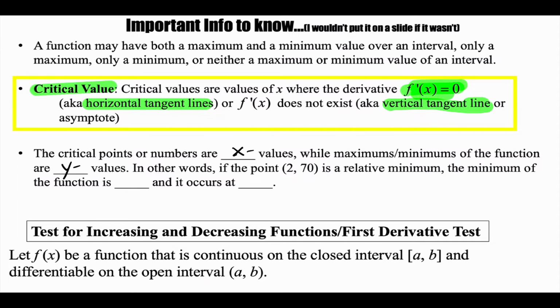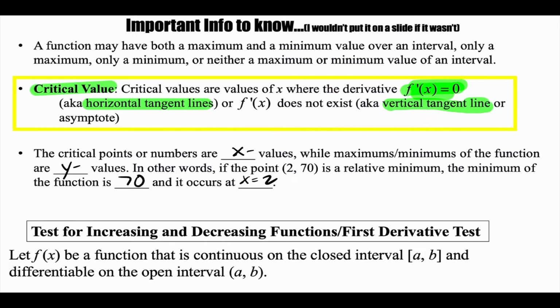In other words, if the point 2, 70 is considered a relative minimum, the minimum of the function would be 70, and it occurs where x equals 2. Okay, that's how we would write it. So if you have a point and you know it's a minimum, 2, 70, 70 is the minimum. Where does it happen? At x equals 2.